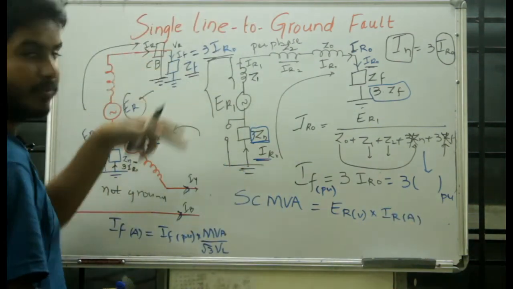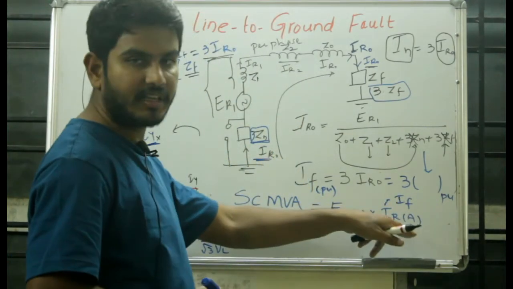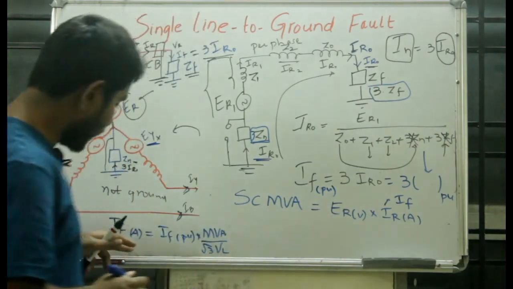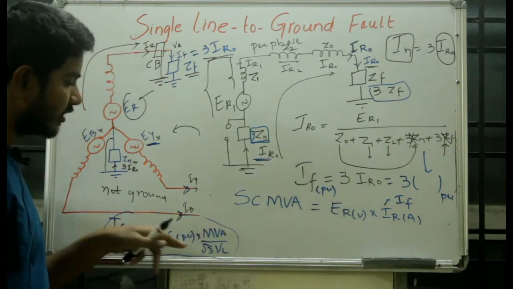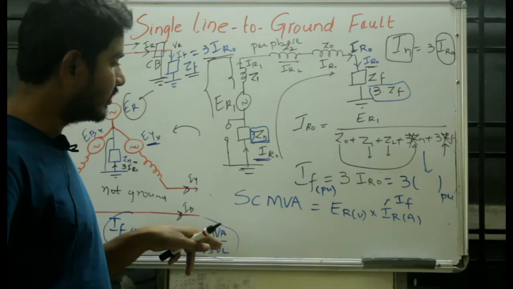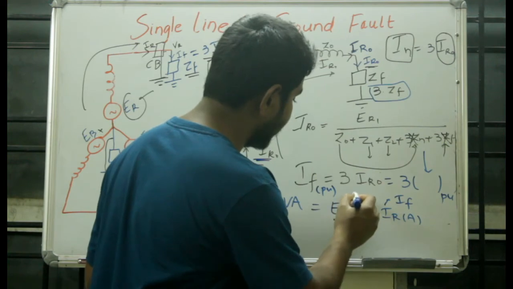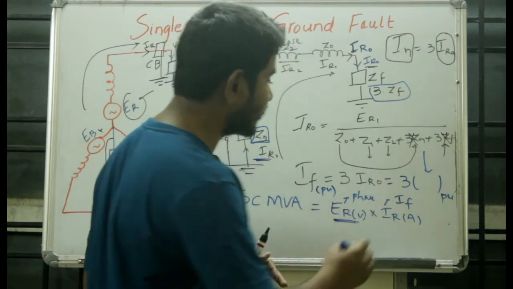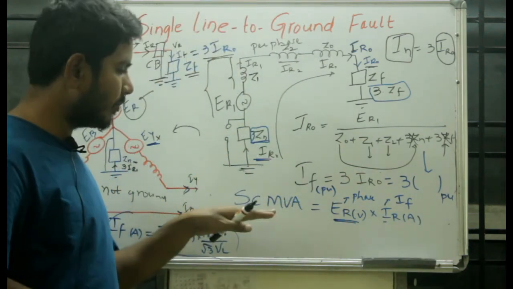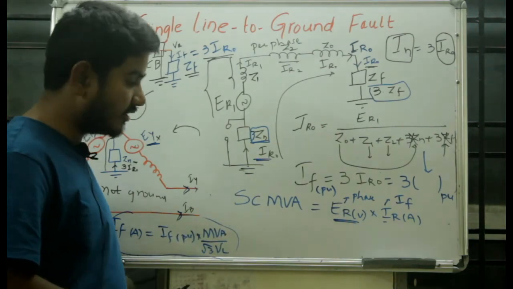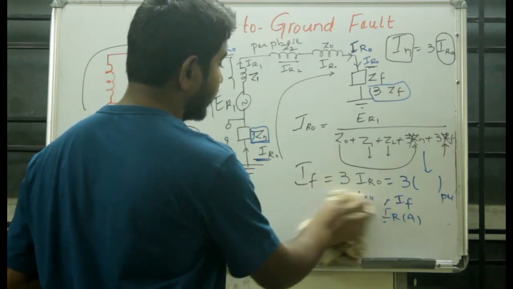Now your IR will be nothing but equal to IF, and this IF is again actual. We know that IF actual can be found by using this formula: IF actual is equal to IF per unit into MVA upon root 3 VL. So this is ER in volts, that is the actual value, and ER here is a phase voltage, and IR is nothing but IF in amperes, the actual value. So this is one method of finding the short circuit MVA, and the other method is by using the fault complex power circuit.